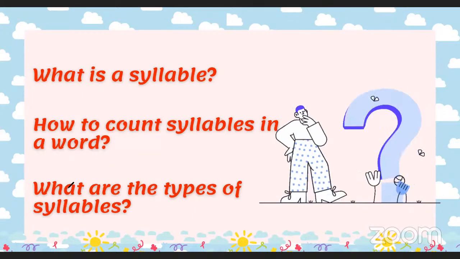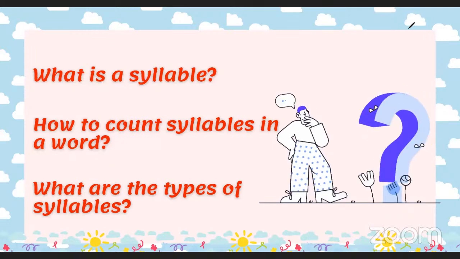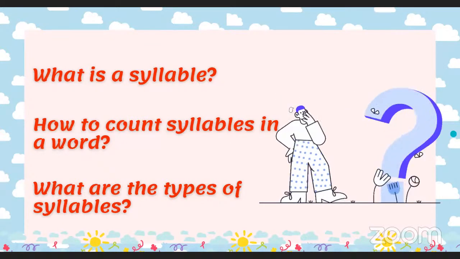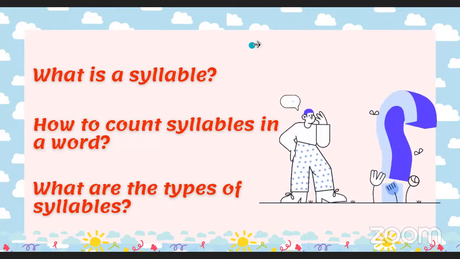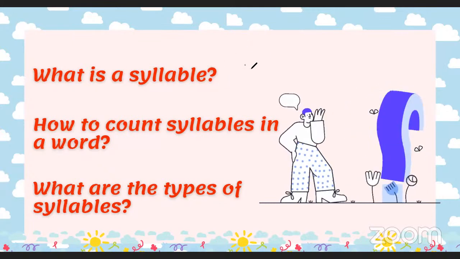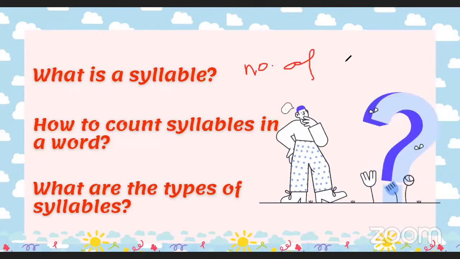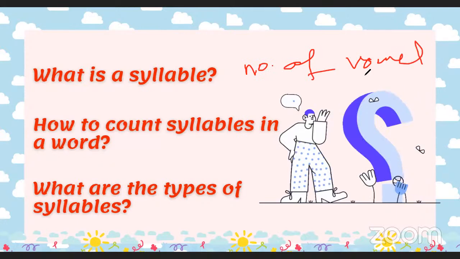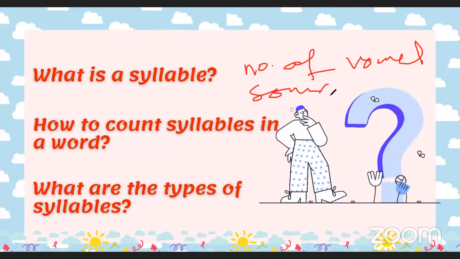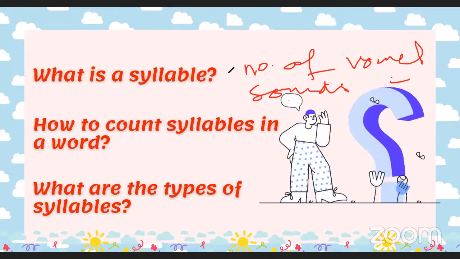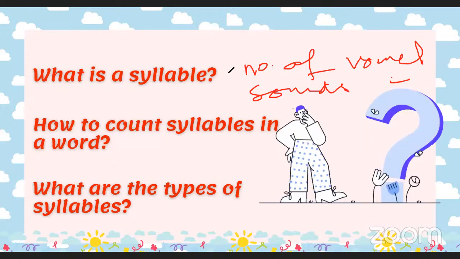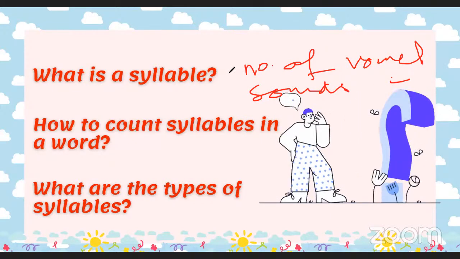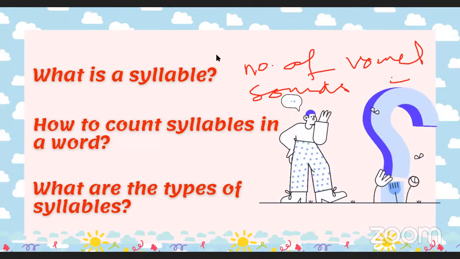What is a syllable, how to count syllables, and what are the types of syllables. I will just go very quick because I have to cover the rules. ठीक है. Syllable is nothing but the number of vowel sounds in a word. ठीक है. syllables कुछ नहीं होते, बस number of vowel sounds होते हैं. एक word के अंदर आपको कितने vowel sounds सुनाई दे रहे हैं, वो number of syllables होता है.